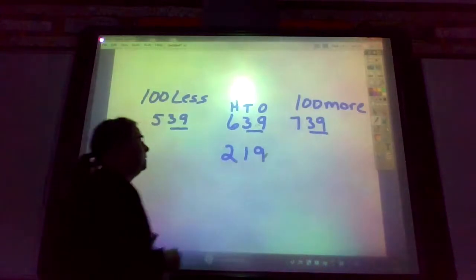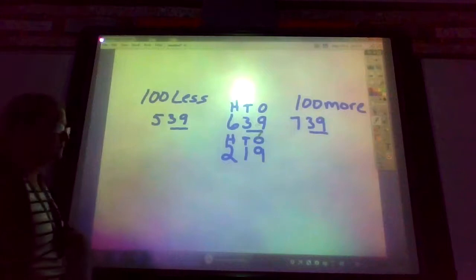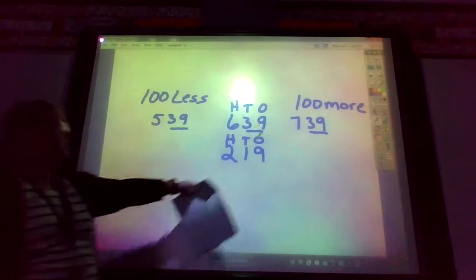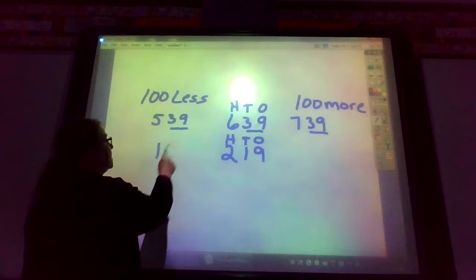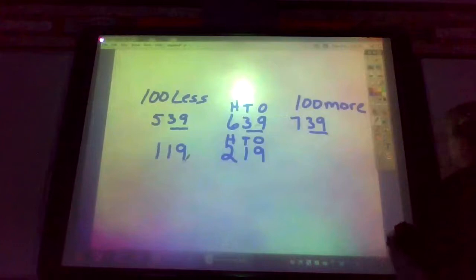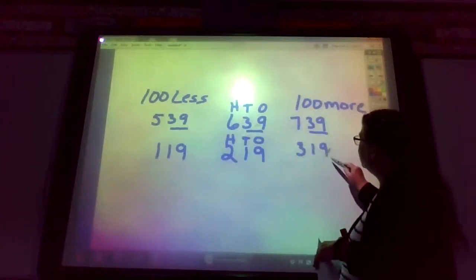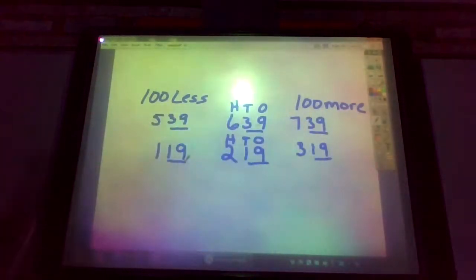219. Okay, I'm going to label hundreds, tens, ones. They're asking me to change the hundreds. 100 less. 2's in the hundreds, so that's the one I'm going to change. It's going to become 119. On this side, 100 more is going to make it be 319. You can see I didn't change my tens and ones. I only changed the hundreds. Okay?